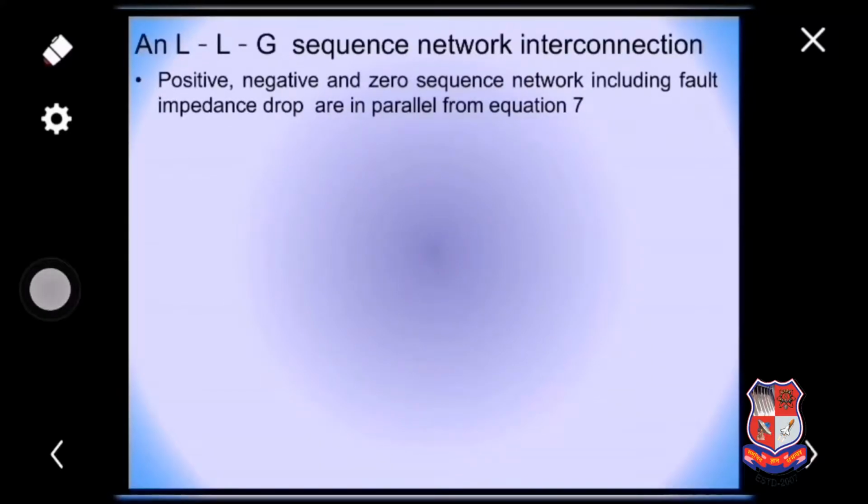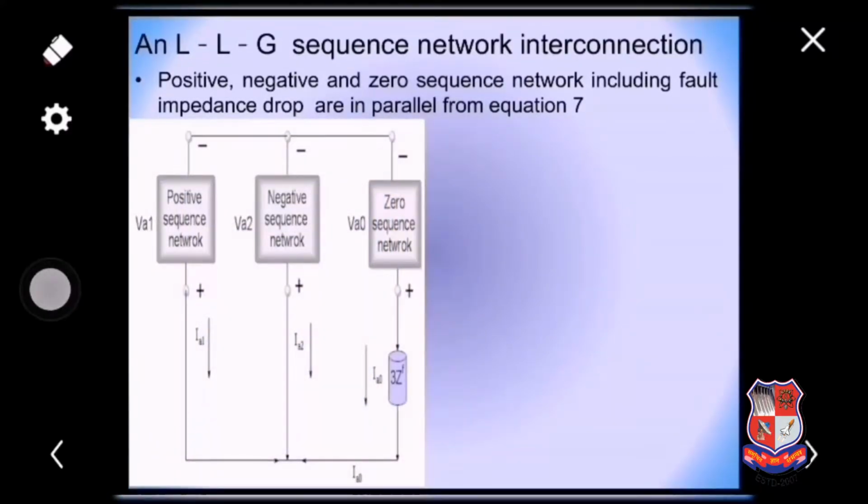Take a look at this block diagram. The three sequence networks, positive, negative and zero sequence, are connected in parallel. All three currents IA1, IA2, IA0 are getting injected at a junction point. So it obeys Kirchhoff's current law: the algebraic sum of the three currents IA1, IA2, IA0 meeting at this junction is equal to 0. In the zero sequence network, do mind well, the zero sequence voltage VA0 minus 3 times IA0 into ZF is actually VA1 and VA2. So that's why this parallel connection is possible via 3ZF.